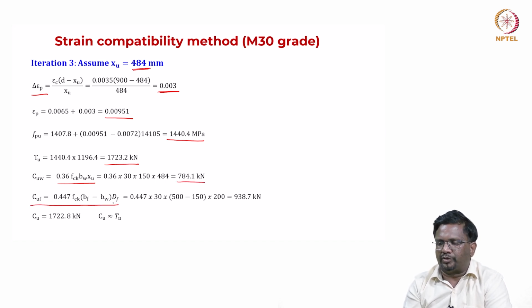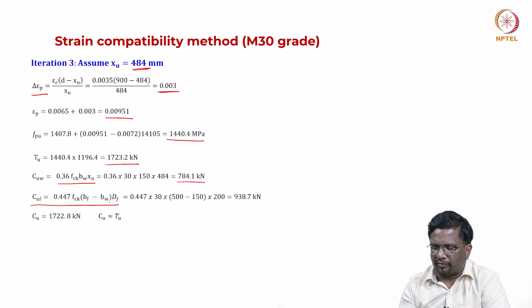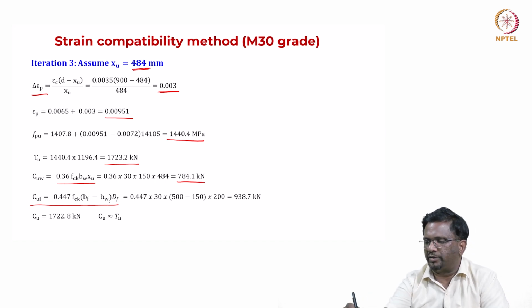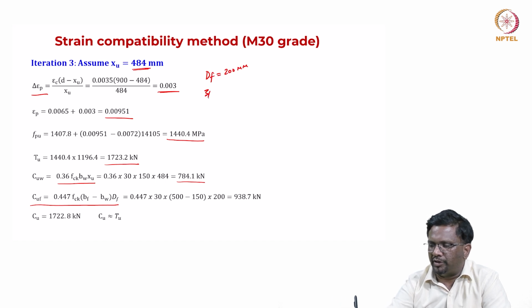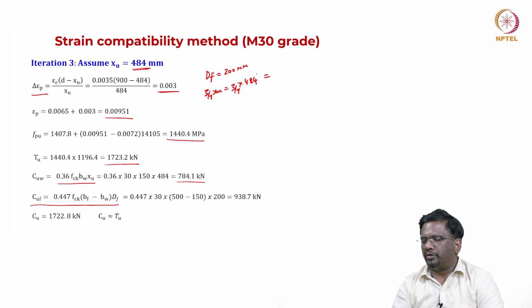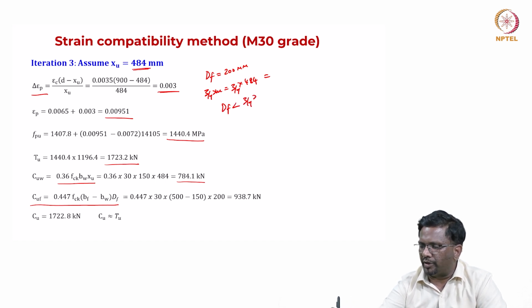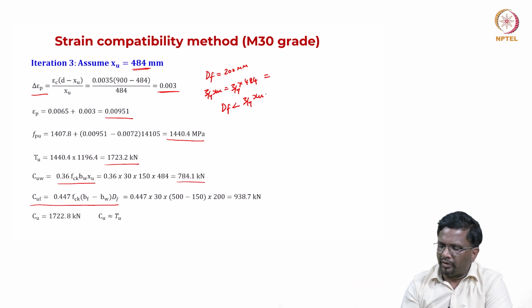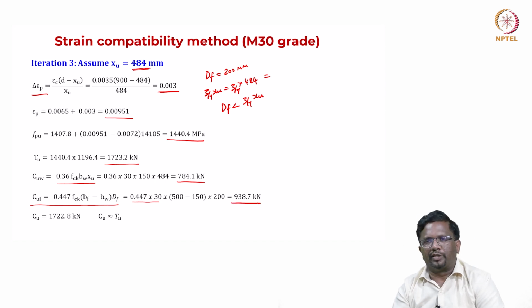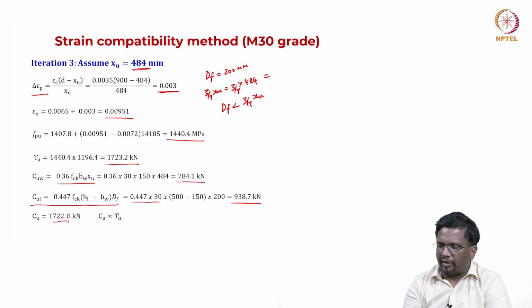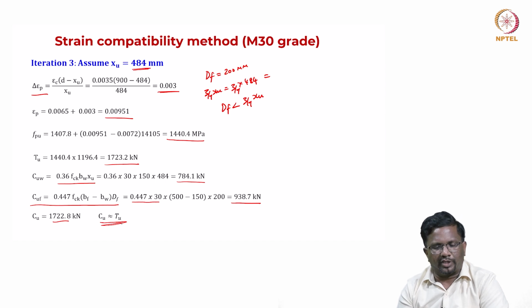Again, for the compression force, what is the depth of the flange that we have? So, the depth of the flange is 200 millimeter. Now, what is 3/7 of your XU, which is 3/7 of 484. So, you can see that you will find that DF is less than 3/7 of your XU. That means the entire flange will be in this 0.447 FCK stress. So, if you substitute that, you get 938.7 kilonewton, and you find that it is now close, the equilibrium condition is satisfied.